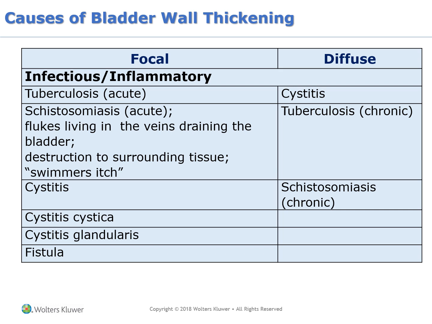So a lot of those same inflammatory or infective processes that we saw affecting other organs can also affect the bladder. Okay, and then when we look at diffuse, overall cystitis, where the inflammation is throughout the whole bladder, tuberculosis that becomes chronic usually then does affect the whole bladder, as well as schistosomiasis.